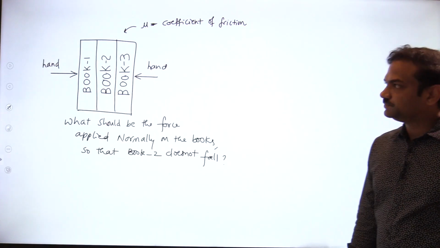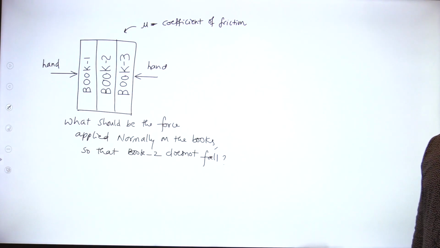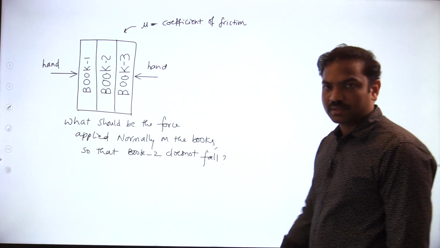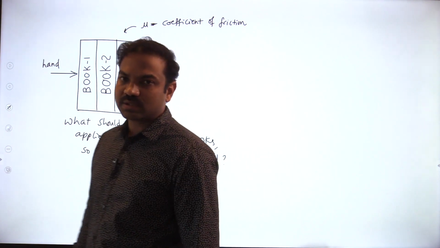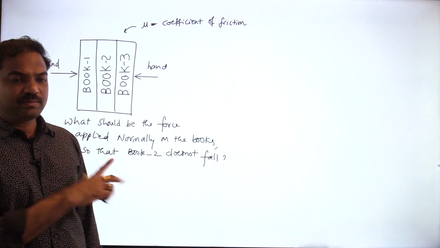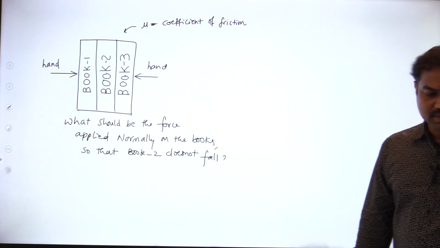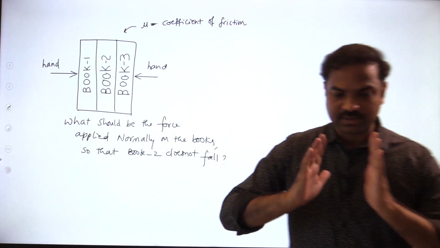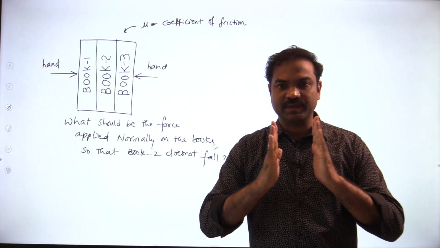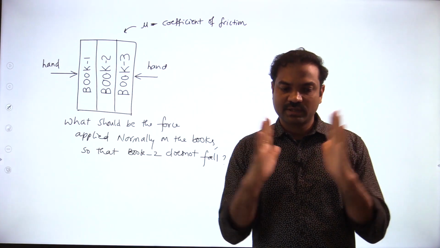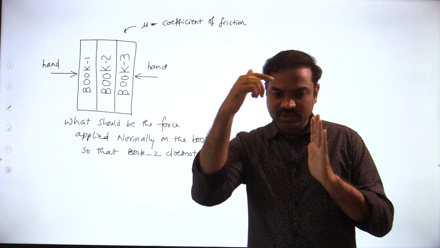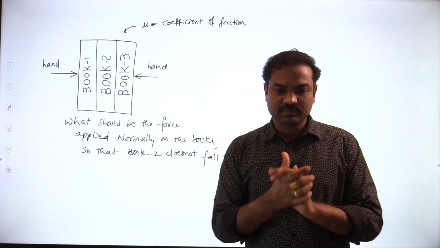The second book should not slip. The first and third books are not slipping, I have already given that. So to not slip the second book, what is the force we need to apply? Understood? We are holding 3 books in this way. What should the forces be? We need to apply the force, no? If you apply more force, then only the second book will stay.